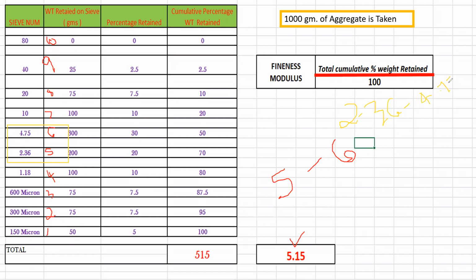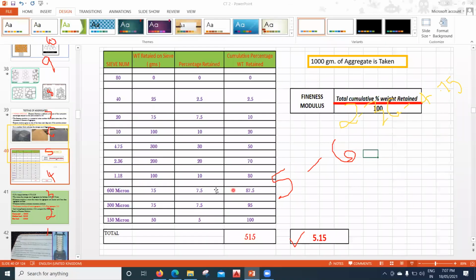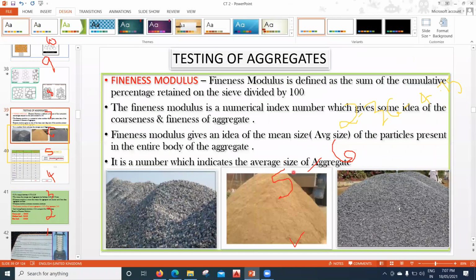Right? So now we got the answer. That means I'll go back to put it in a better way. Whatever aggregate we had seen initially, if I ask you what is the size of the aggregate here, then I've told you the fineness modulus. So with this fineness modulus, I've come to a conclusion that whatever aggregate is present in this particular sand, it lies in between 2.36 to 4.75. So this is the practical importance of the fineness modulus. Fineness modulus is going to give you the average size, and it lies in between 2.36 to 4.75.